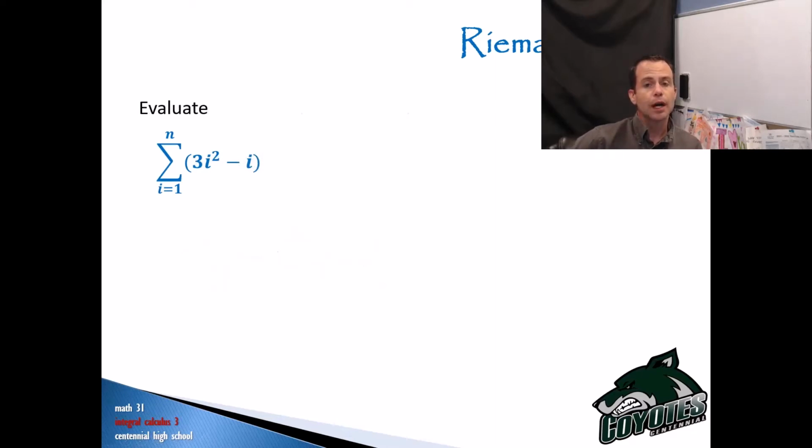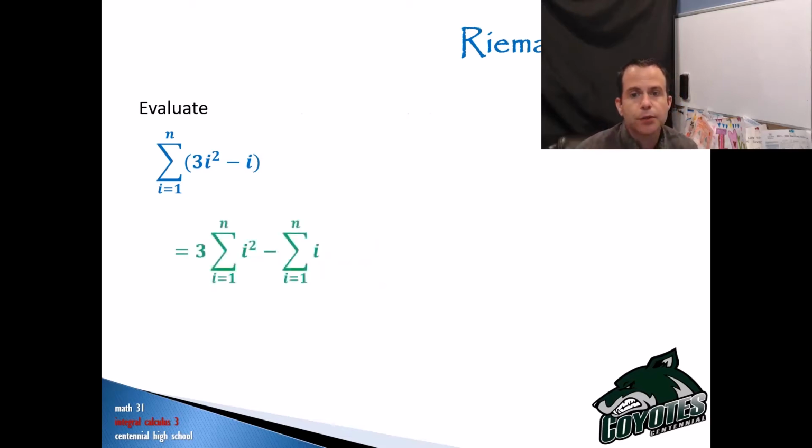So I'm looking at the summation of 3i squared minus i, where i is going from 1 to n. To evaluate this, the first thing I'm going to do is split it up into separate terms. So that's 3 times the summation of i squared, minus the summation of i. Now I go to the top of the page.